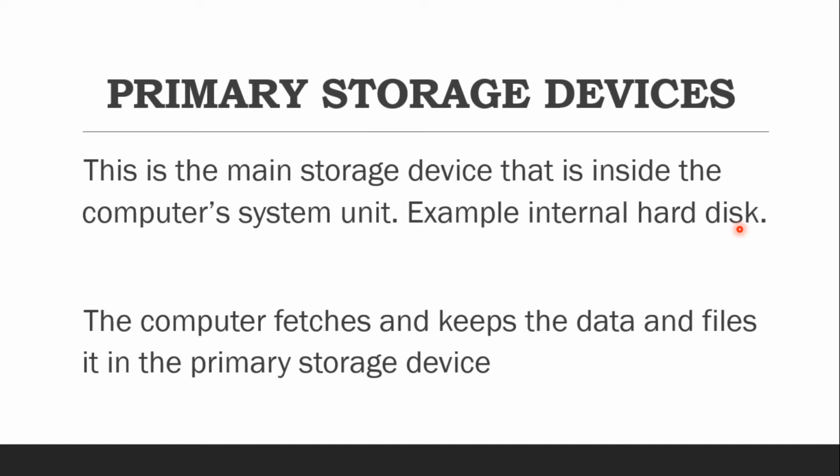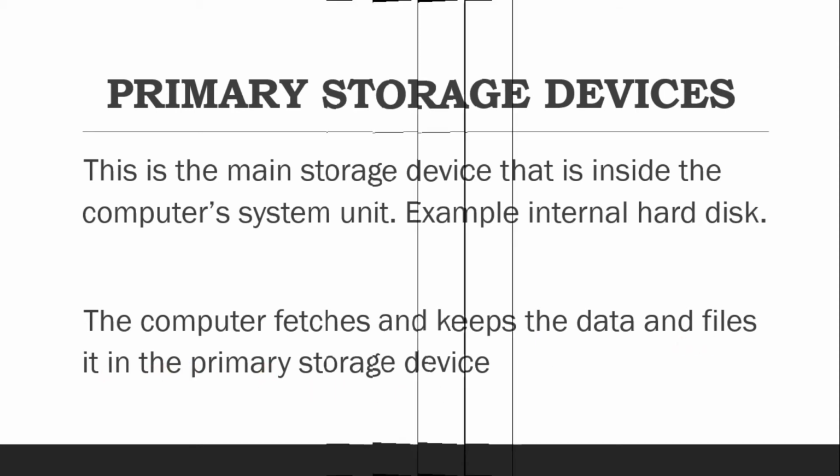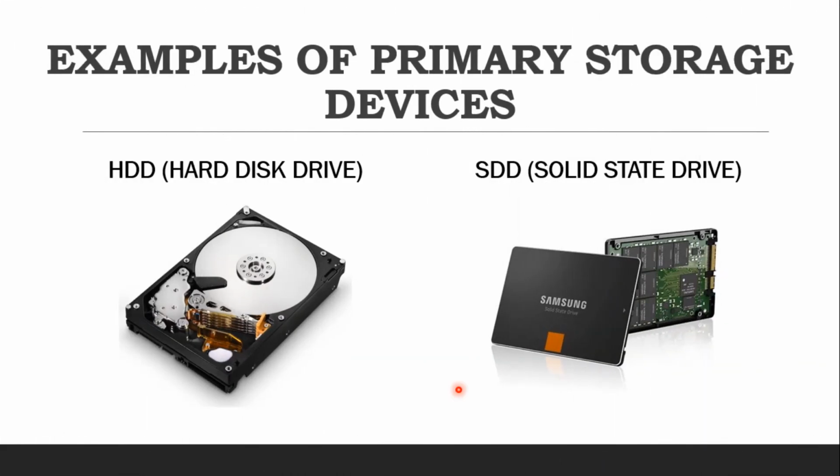So without a primary storage device, you shouldn't be having a secondary storage device. Just for example, without a primary school, you can't have a secondary school. You must go through primary school first before you get to secondary school. So that's the idea. The computer fetches and keeps the data and files in the primary storage device. So let's look at some examples of primary storage device.